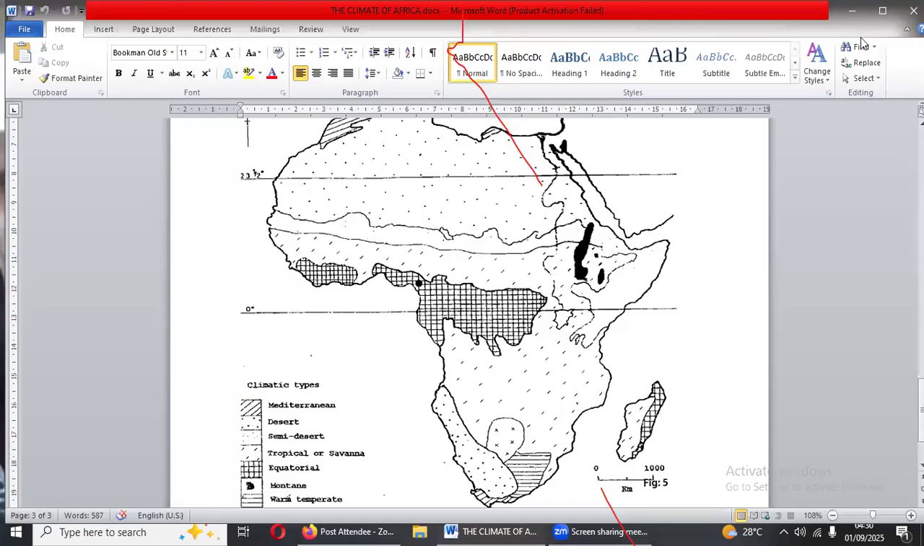I can see the concerns of people who are putting up their hands. Excuse me, sir. Yes, please. So which topic is this? This is climate and vegetation of Africa. Thank you, sir.